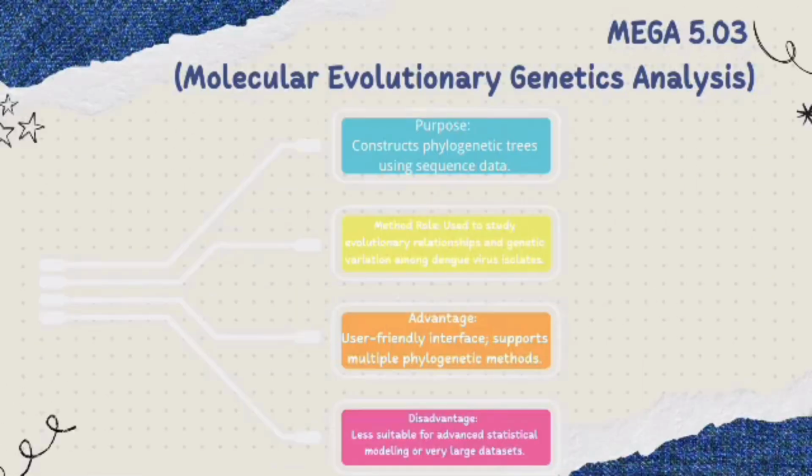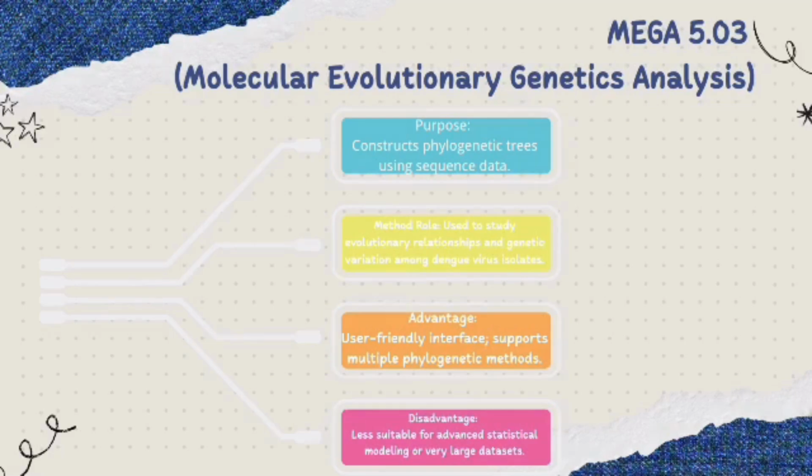Lastly, we have MEGA 5.03 version, the Molecular Evolutionary Genetics Analysis. MEGA software was used to construct phylogenetic trees from the aligned sequences. It played an important role in analyzing evolutionary relationships between dengue virus strains.